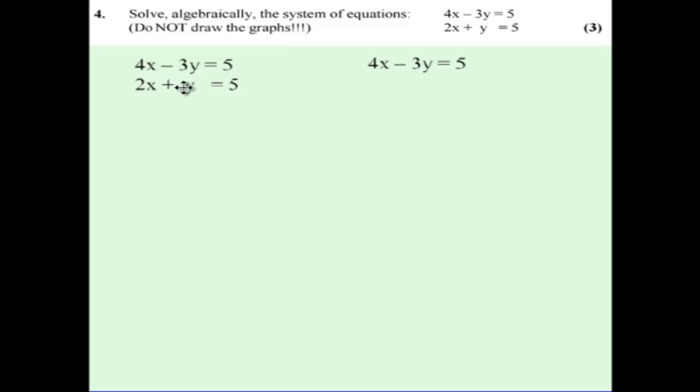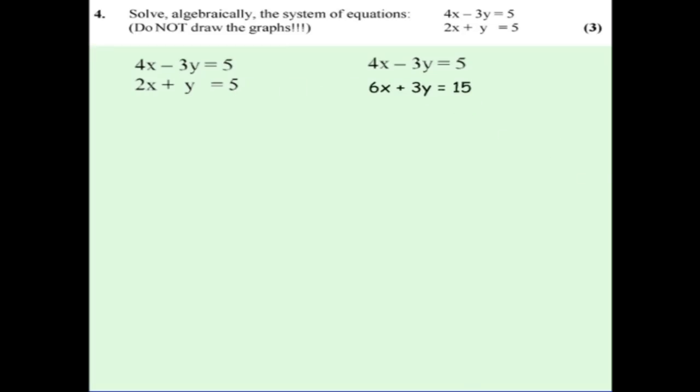if we multiply the second equation by 3, this will give us a plus 3y in this position, which will enable us to add the 2 equations and eliminate the y's. So we multiply this second equation all through by 3. 3 times 2x is 6x, 3 times y is plus 3y, 3 times 5 is 15.